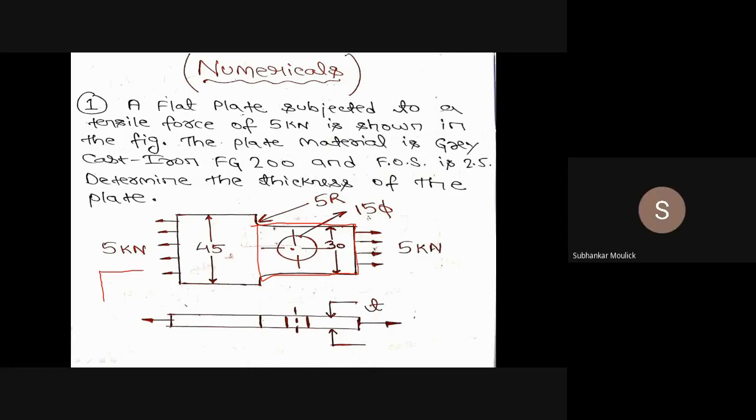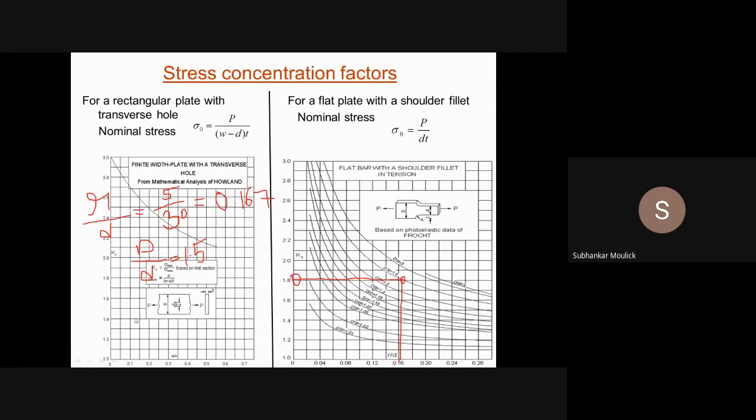So this is my flat plate in which a hole has been drilled and the plate is subjected to a tensile force of 5 kilonewton. If you remember, in the last lecture I told you, in order to find out the value of KT for this whole section, which graph is suitable? Is there any graph in this slide that is suitable to find out the value of KT? Sir, first one. Yes, left side graph.